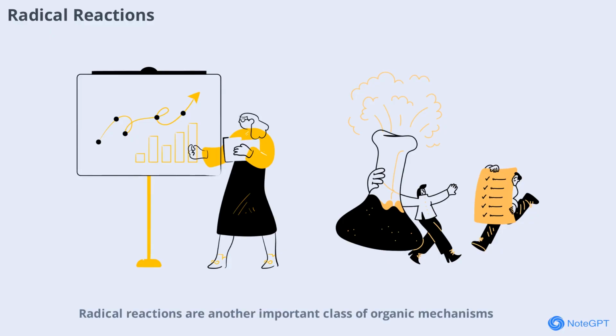Radical reactions are another important class of organic mechanisms. These involve species with unpaired electrons called radicals. Radical mechanisms typically proceed through initiation, propagation, and termination steps. Common examples include halogenation of alkanes and polymerization reactions. Radicals are highly reactive and can lead to chain reactions, making them both powerful and sometimes difficult to control.